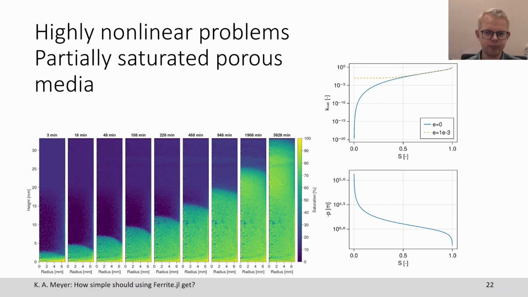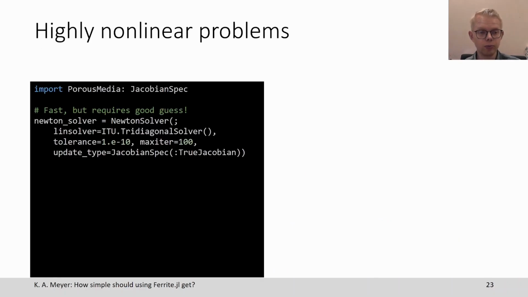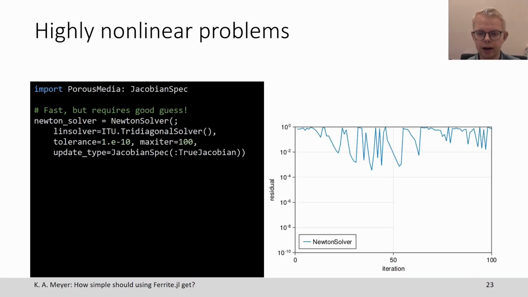At the same time, the relative permeability changes by almost 20 orders of magnitude. So this is an extremely nonlinear problem, and it's very hard to solve. So what we can do, we now define a Newton solver. So that's the standard choice, a standard Newton solver. And the residual evolution looks like this. So it basically doesn't converge.